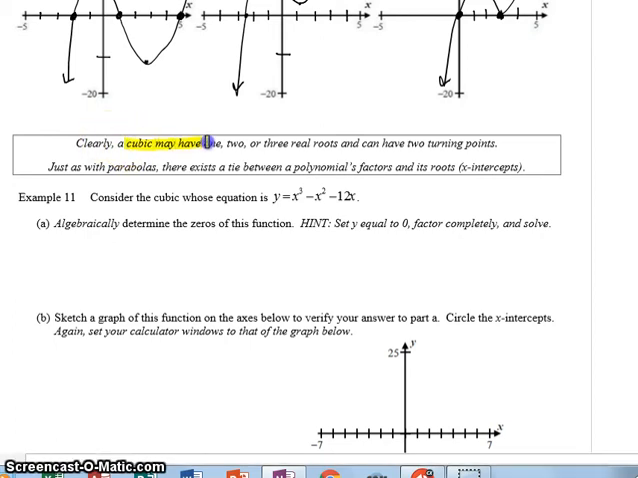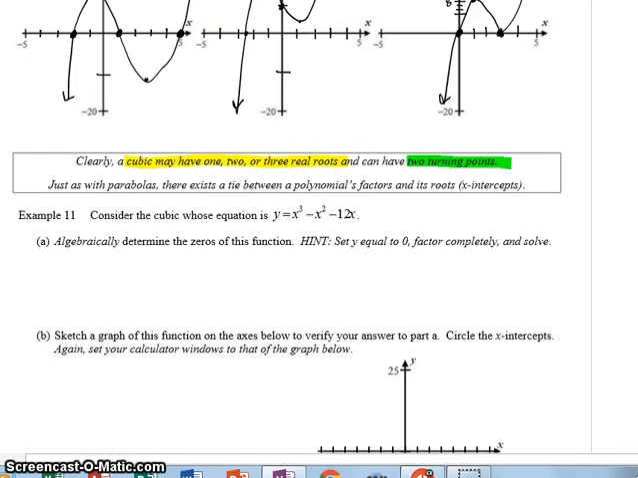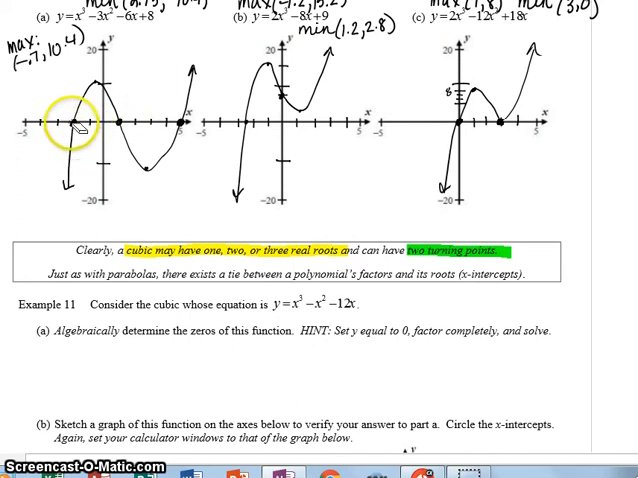Guys, this is huge, so know that. A cubic has 1, 2, or 3 real roots. And it can have as many as 2 turning points. Okay? So remember, it has 1, 2, or 3 roots. Okay, so this one is showing you, part A, that it can have 3 roots. This one's showing you can have 1 root, and this one can show you it looks like it's 2, but there's a double root right there. Okay?